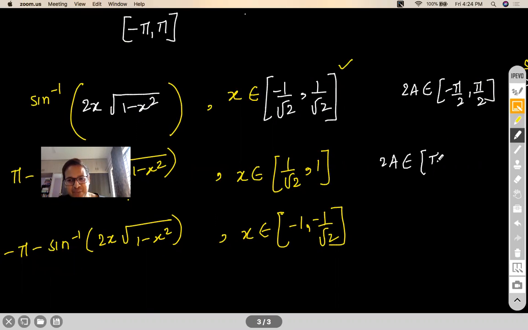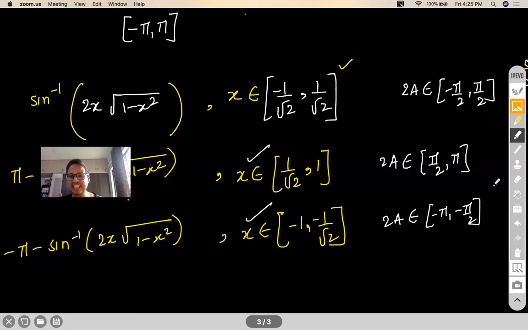One will be pi by 2 to pi, I mean ahead of pi by 2, and the other will be below minus pi by 2. So it will be minus pi to minus pi by 2. Okay. Now this too will help me to get these figures that you see, which Kshitij has just now told.